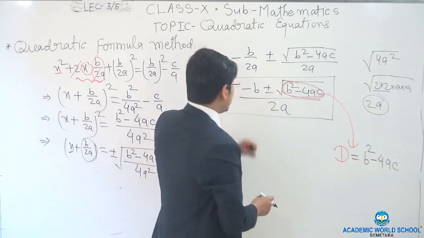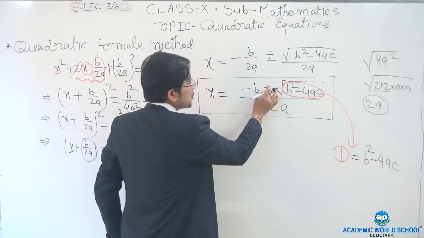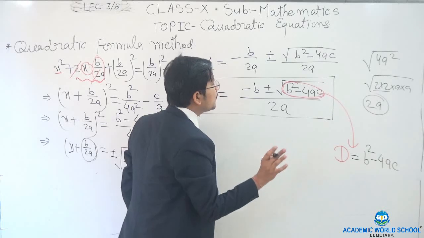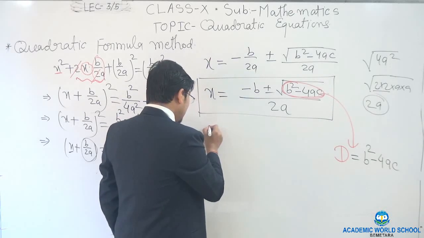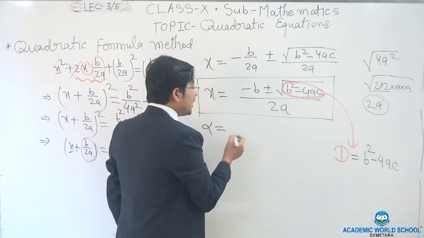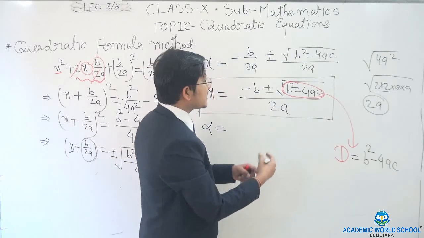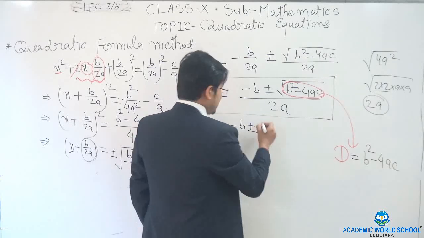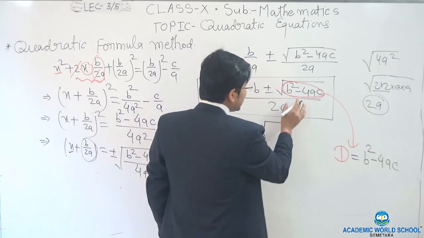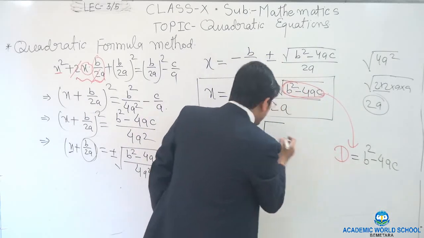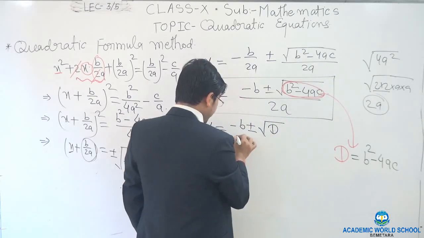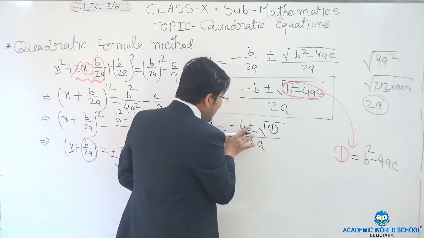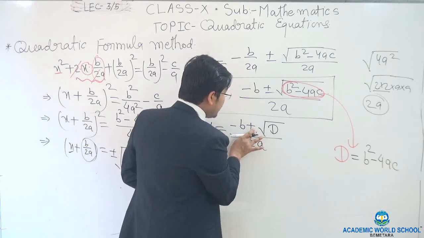Okay, so now there is a plus and minus sign. So of course I will be getting two values. Okay, one of the roots is alpha. So alpha is equal to minus b plus root, and this value is D, so I can write D, upon 2a. So this is alpha, I am taking the positive value.